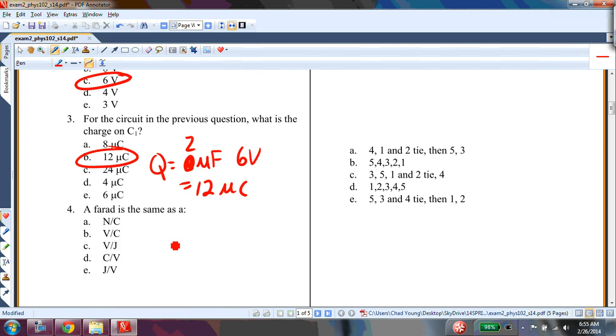A farad is the same as what? Well, I know that C is Q over V. Right, and C is measured in farads, so that's going to be Q in units of coulombs, V in units of volts. So coulombs per volt, that is D for number 4.